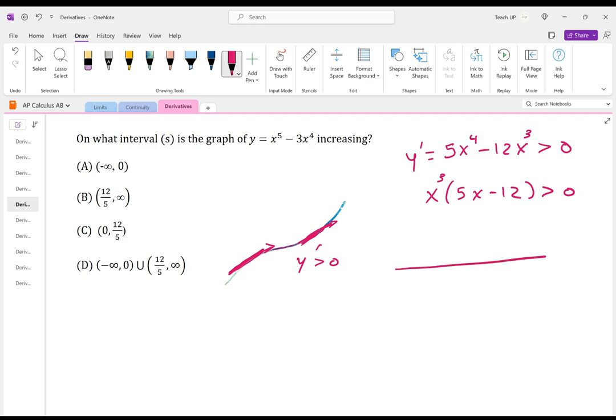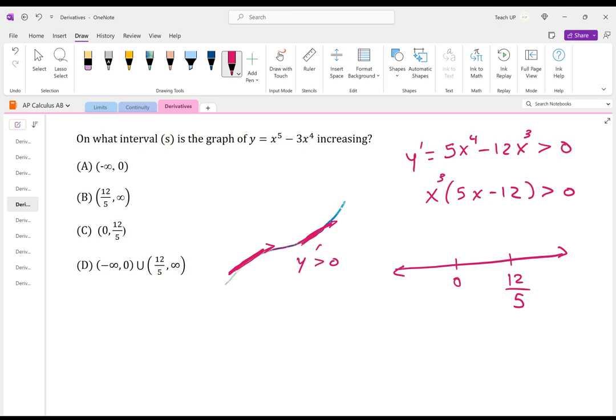So first, just like anytime we're solving an inequality, I'm going to find for what values this is going to be 0. Well, first you have x to the third power equals 0, which gives me x equals 0. And 5x minus 12 equals 0 will give me x equals 12 over 5. And what we need to do is test a few points in those three intervals and see whether the function is going to be positive or negative.